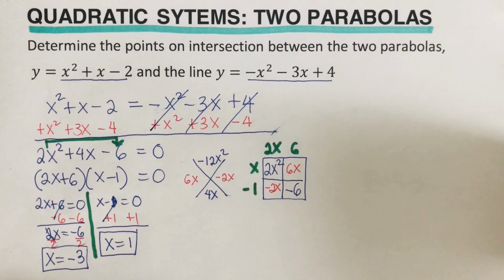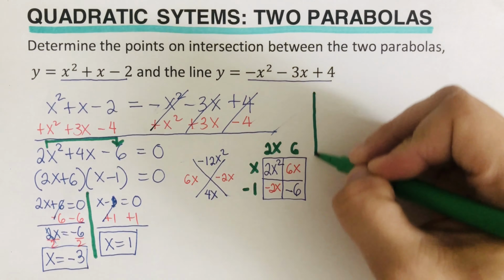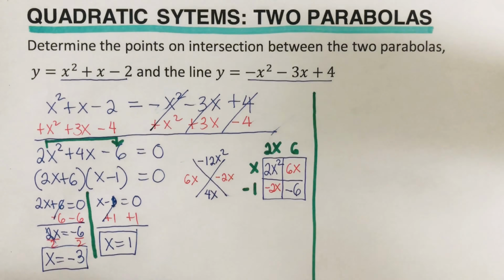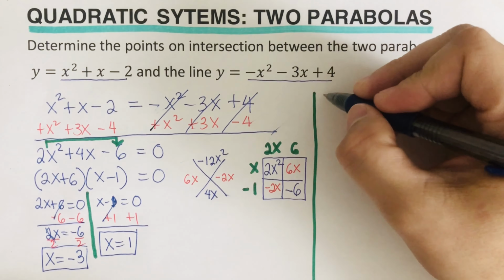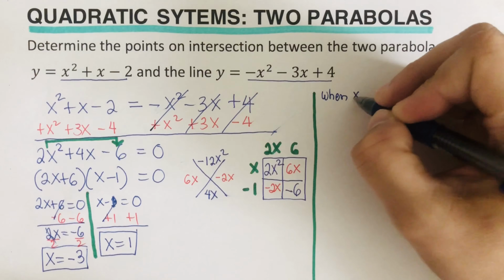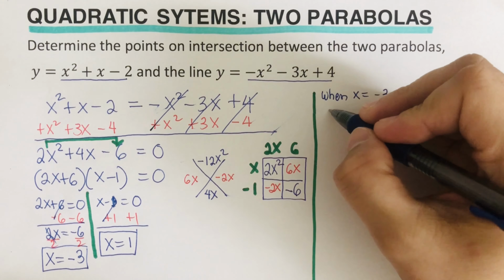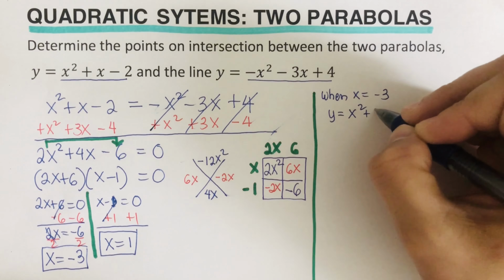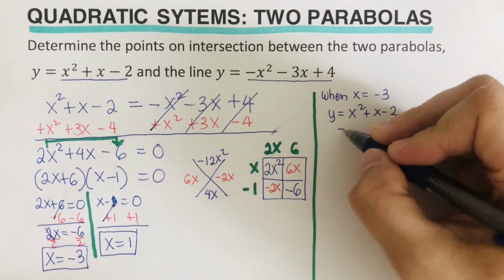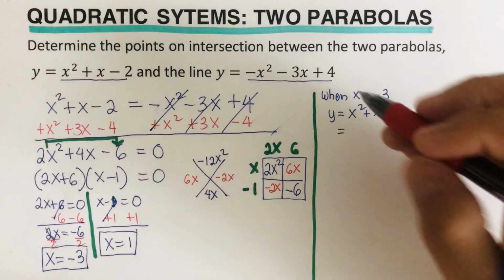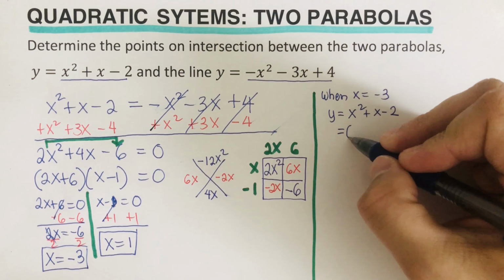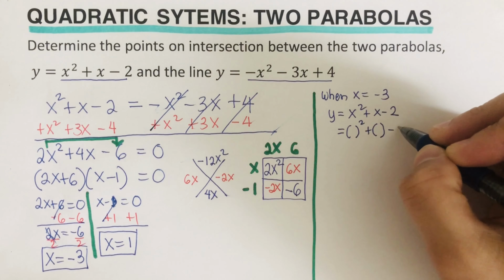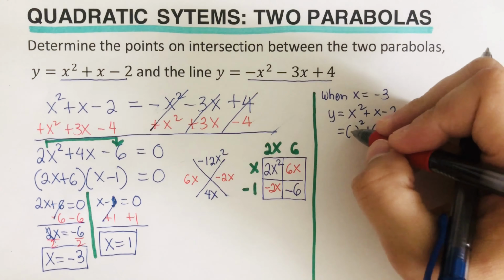Now, we are going to find the value for y. To solve for y, we are going to plug it into any of these equations. So we go ahead and just use the first one. So this is when x is negative 3. So the equation is y equals x squared plus x minus 2. And then in order that we can solve for y, again, we are going to change the letters into parentheses before we put in the number. So the number that we put in here is negative 3.